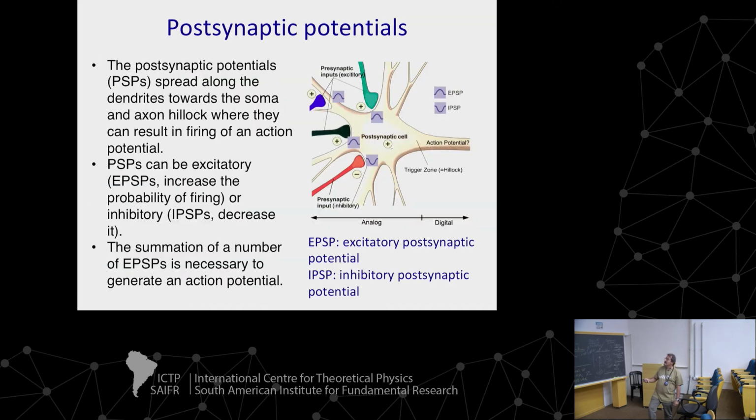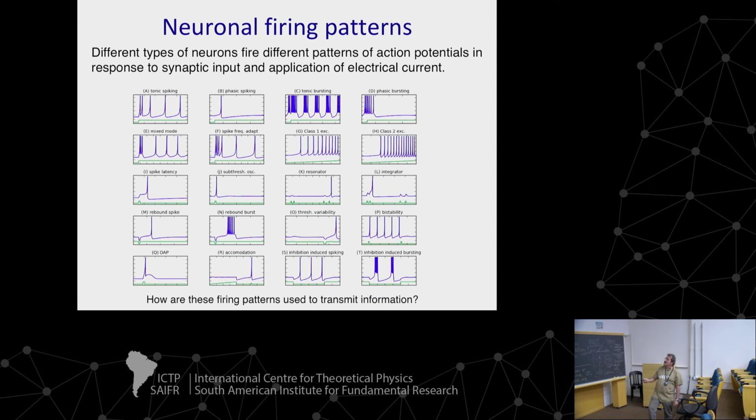In these plots here, this axis would be measuring time in, say, hundreds of milliseconds. So at this resolution, you basically would see vertical lines. But all of them would be action potentials.